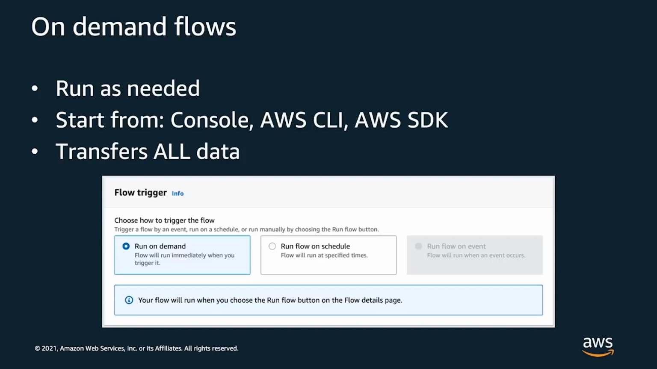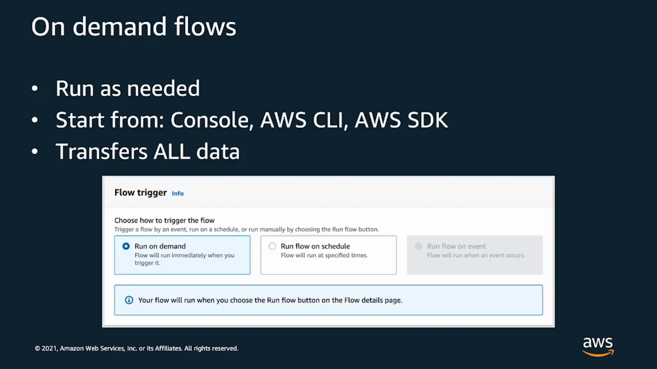So let's talk about on-demand flows. It's right in the title: they run as needed. You can go into the console and push run flow, or you can call an AWS CLI command to start the flow, or use an AWS SDK to call it through the API. When you run an on-demand flow, it transfers all the data from the source to the target. These are usually used for one-offs or flows that are very rarely run. You're saying, I'm going to grab all the data, put it into my target, and work with it.